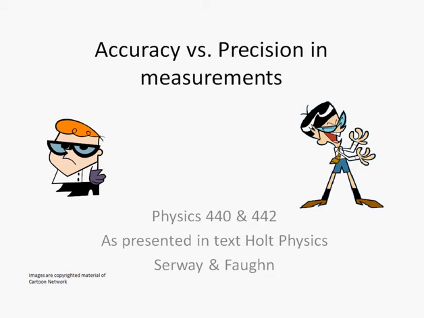We're learning a little bit about accuracy and precision in measurements for our class 440 and 442. This is as it's presented in our textbook, Holt Physics. Here we go. Accuracy versus precision: the two are very different words, yet in common language they tend to be mixed up and used interchangeably. That is not the case in physics. They have very specific meanings, and we expect you to be able to use them as they are intended.